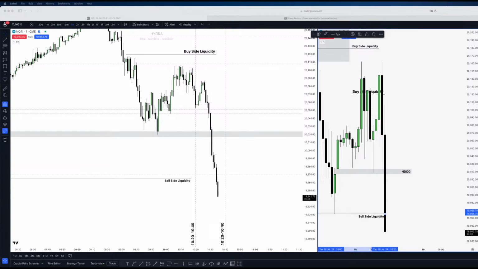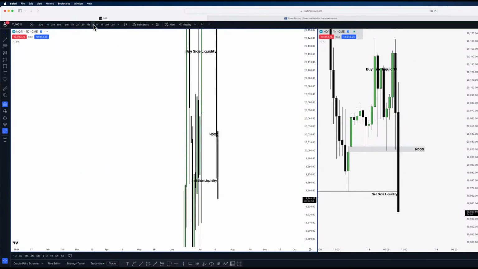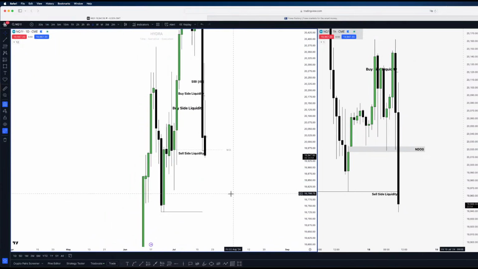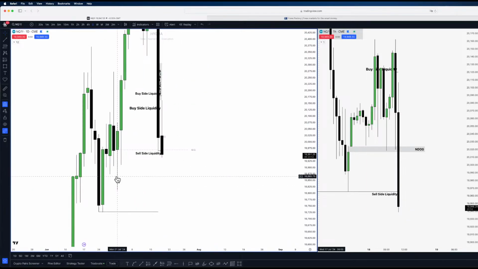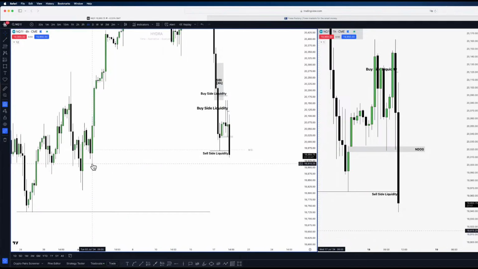I think the draw is Friday 7:12 low on ES. On Nasdaq, that can be the target. Tuesday's low from 6 a.m.